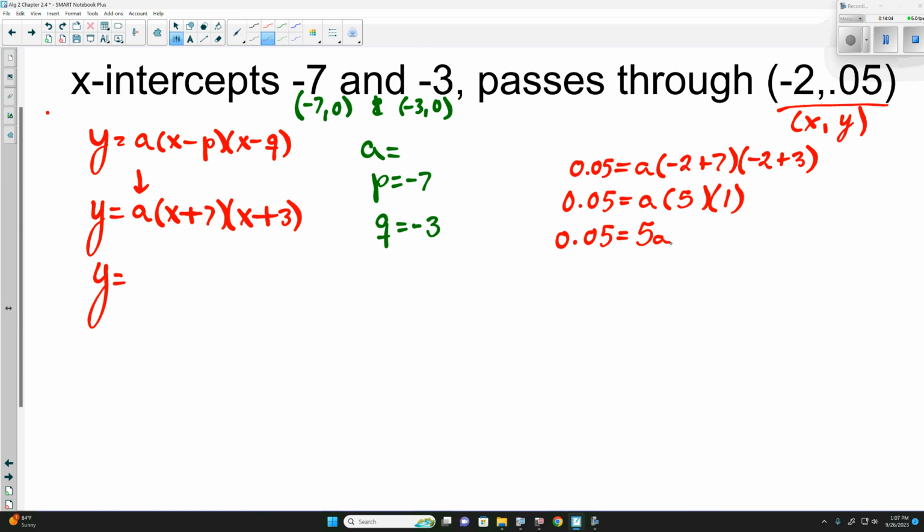Last but not least, to get a by itself, we would divide both sides by 5, which will tell us a is 0.01. Now we could write this as a fraction.